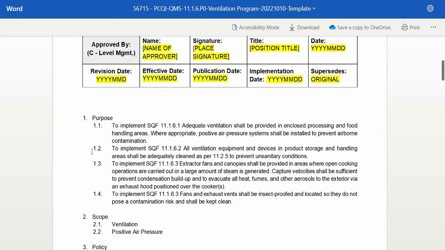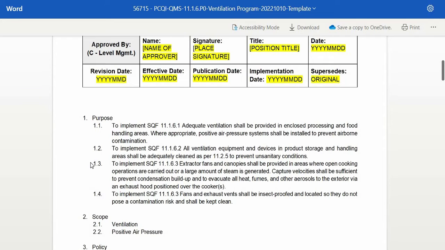Second, to implement SQF 11.1.6.2, all ventilation equipment and devices in product storage and handling areas shall be adequately cleaned as per 11.2.5 to prevent unsanitary conditions. Third, to implement SQF 11.1.6.3, extractor fans and canopies shall be provided in areas where open cooking operations are carried out or a large amount of steam is generated.